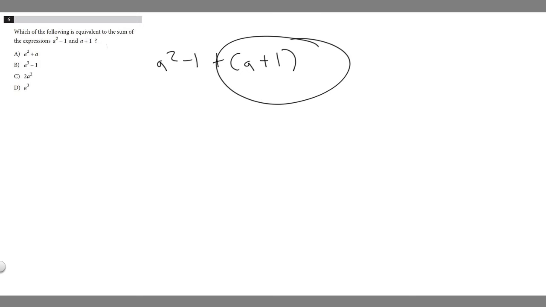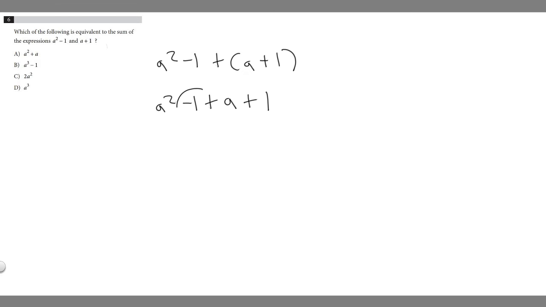And so we have a parentheses here, but we can ignore it because we're just adding things together. If we were minusing, we'd have to change the signs, but since we're plussing, it's not going to change anything. So a squared minus 1 plus a plus 1. And so what we need to do now is just simplify it. So we can combine like terms.